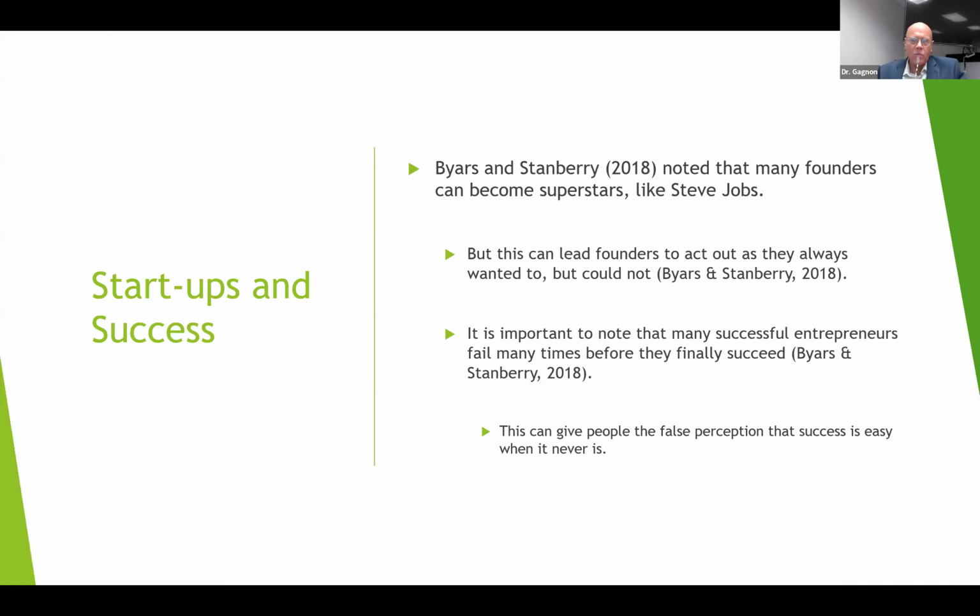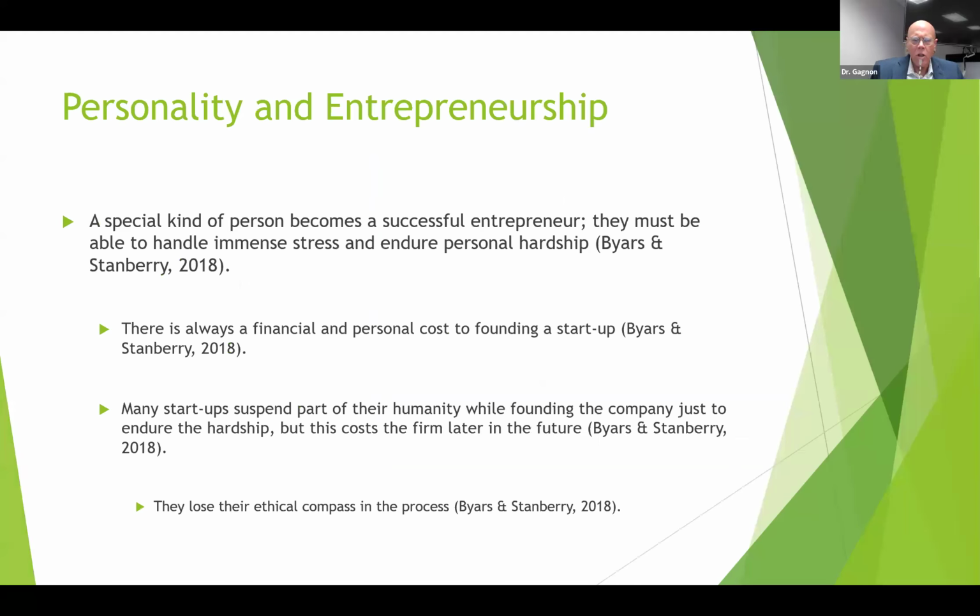It is important to note that many successful entrepreneurs fail many times before they finally succeed. And this can give people the false perception that success is easy when it never is. So pick anyone out there that you think as an entrepreneur or that started up a company that you think did amazing and they're really super intelligent. Well, they probably are really intelligent, but look and find out how many times they failed before they succeeded. Because we as human beings, we learn a lot through failure. We learn more through failure than we do through success. And so if someone really is successful, they've probably failed a lot of times before in order to become that successful.